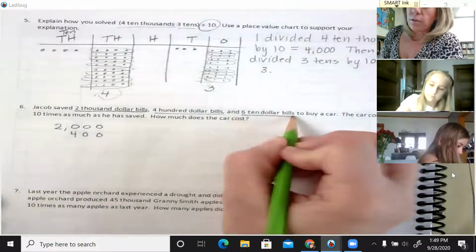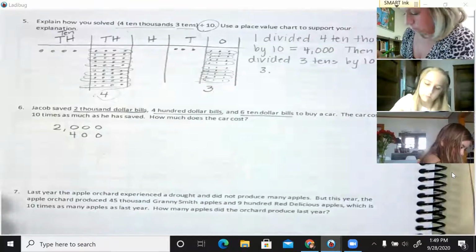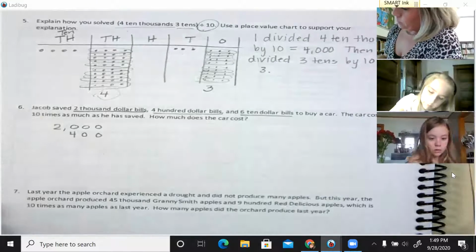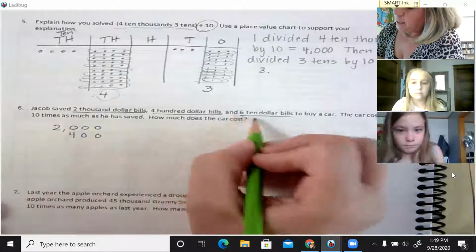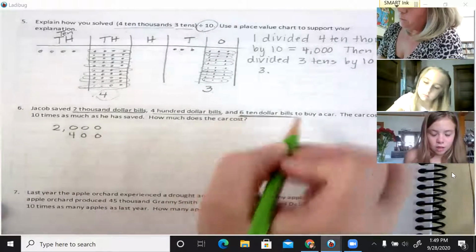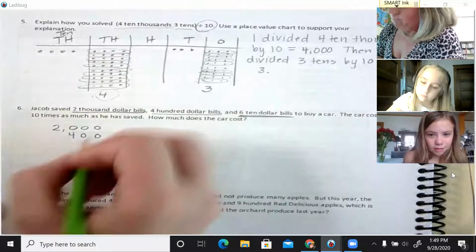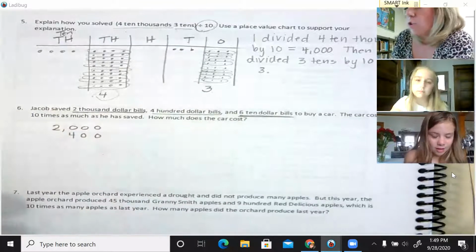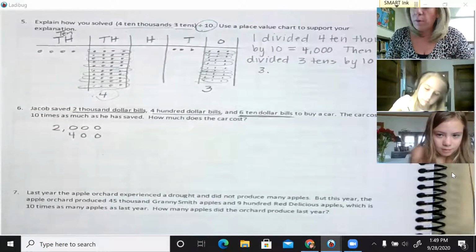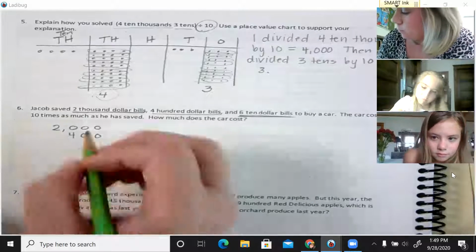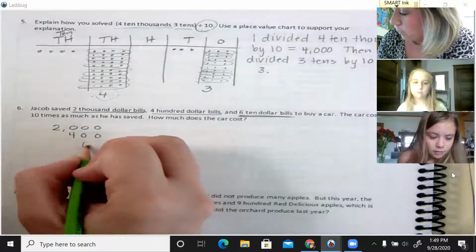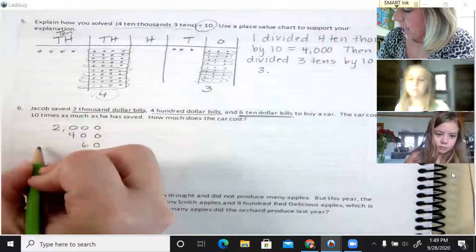6 $10 bills. How much is that, Nina? 400. No, honey, 6 $10 bills. So 600. Wait. No, that would be $600. So these are $10 bills. If you have 6 of them, add 10 together 6 times. 60. Yep. Okay, so that's all the money he has.